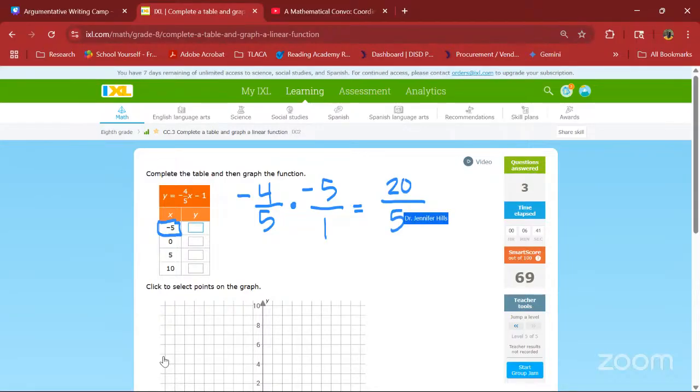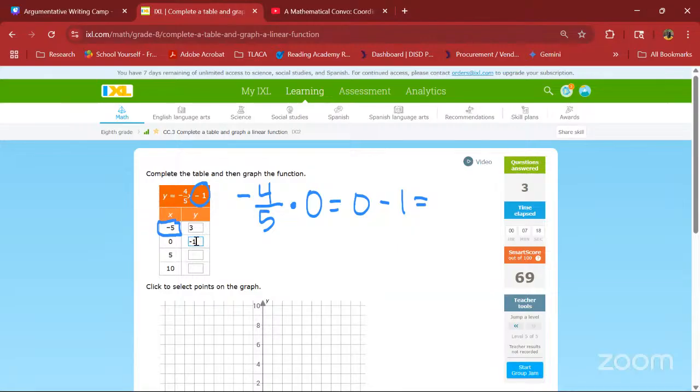What is 20 divided by 5? 4. But don't forget this last part here, -1. What is 4 minus 1? 3. And there we have our answer. Let's try it again. It's simple with a 0, because anything times 0 equals 0. So -4/5 times 0 is 0. 0 minus 1 equals -1.